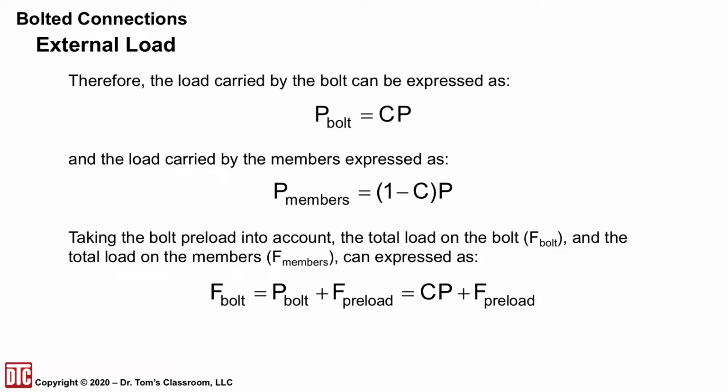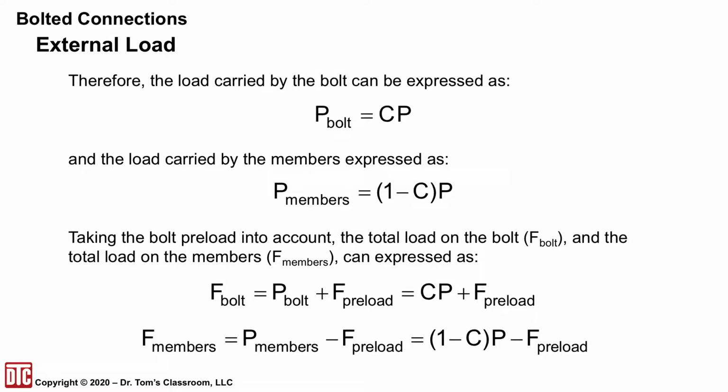Okay, so taking the bolt preload into account, the total load on the bolt and the total load on the members can be expressed as the following. The load on the bolt is the P bolt plus its preload, so that's CP plus the F preload, again depending on whether it's a permanent or a reusable joint assembly. And the members is going to be the members load minus the preload, so that'll be 1 minus C times P minus the preload.